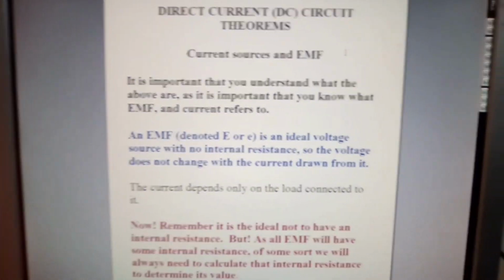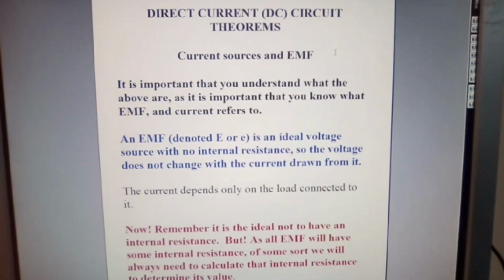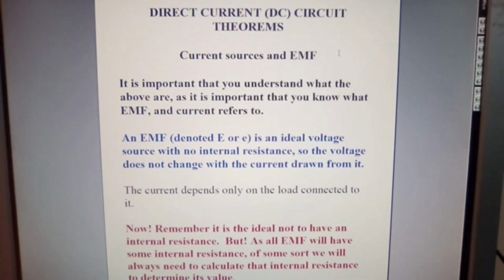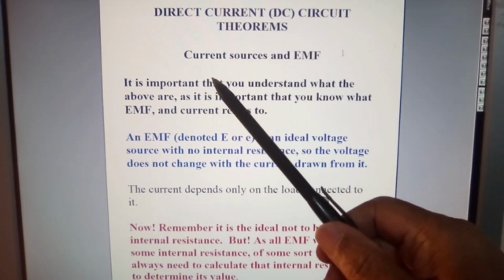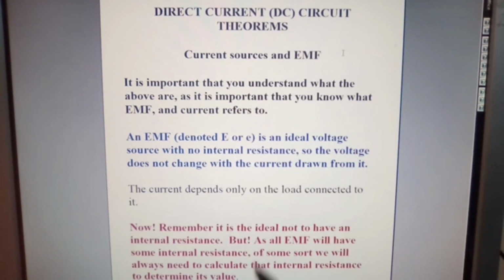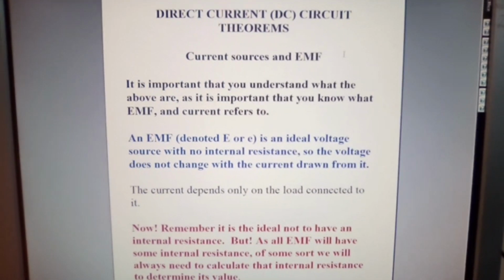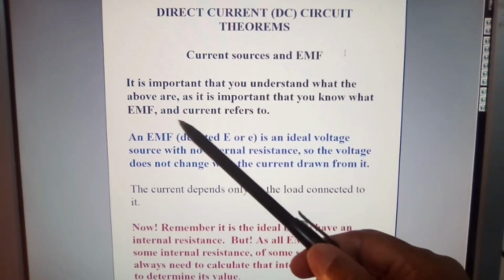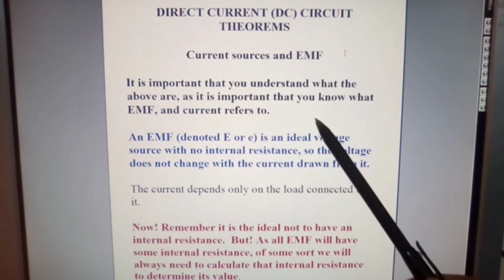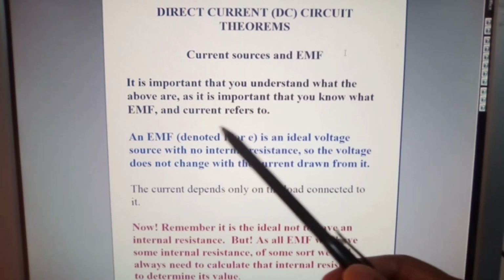Okay, welcome back. What I want to look at is direct current DC circuit theorems, current sources and EMF. Now it is important that you understand what the above are, as it is important that you know what EMF and current refers to.